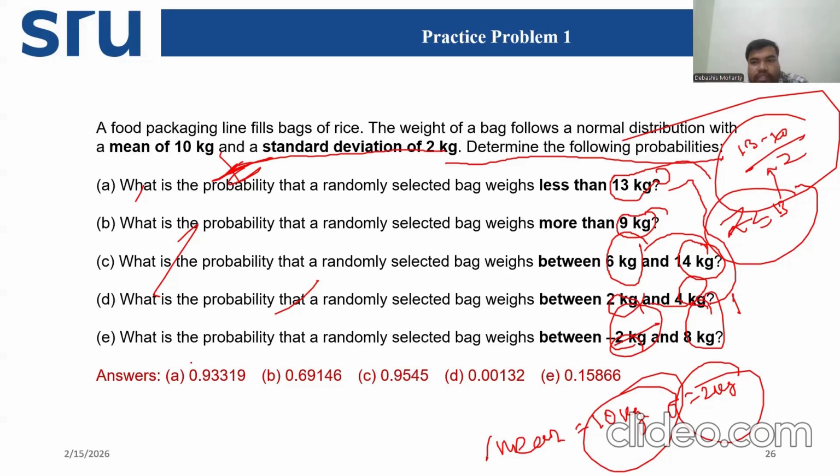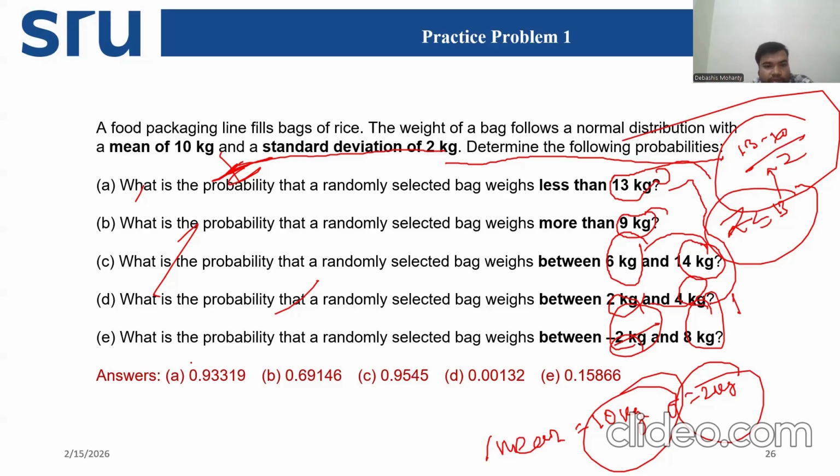Again, the second question asks for the probability that a randomly selected bag weighs more than 9 kg. More than 9 kg means we need to calculate the probability that x is greater than 9. The mean is 10 kg, so 9 minus 10 divided by 2 is minus 1 by 2, which gives minus 0.5. We need to convert into a z score, so z is less than or equal to minus 0.5.